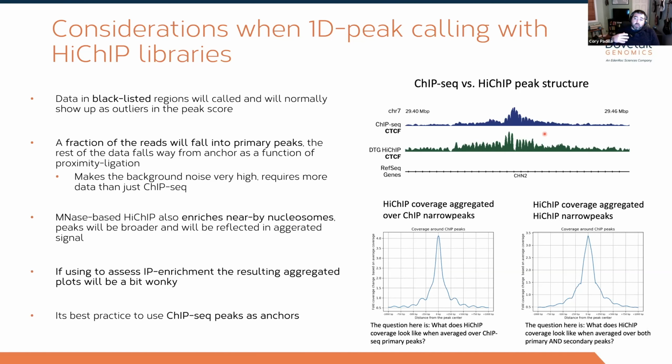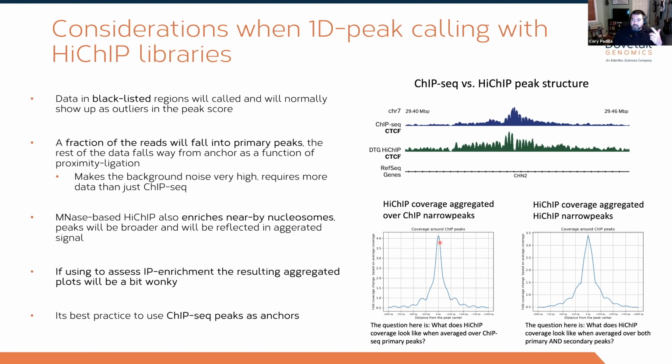Finally, something that's very typical to do is to aggregate your coverage signal around your peaks to know what the shape of your peak looks like on average throughout the genome. If you use ChIP-seq data and ask the question, what does the HiChIP coverage look like around ChIP-seq narrow peaks, you get a really nice ChIP signal, right? So you see here's the peak, here are the nucleosomes that are interacting on average with the average peak.